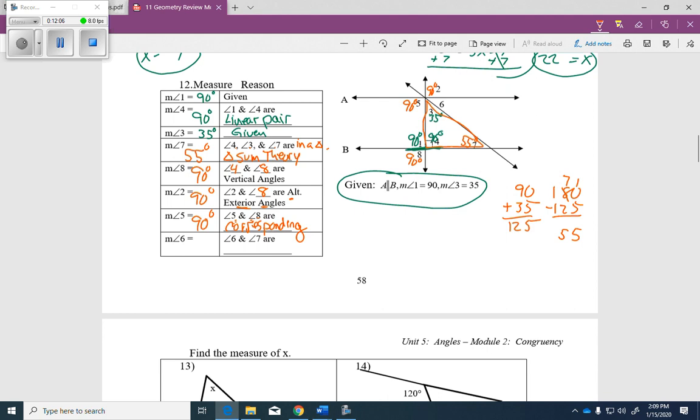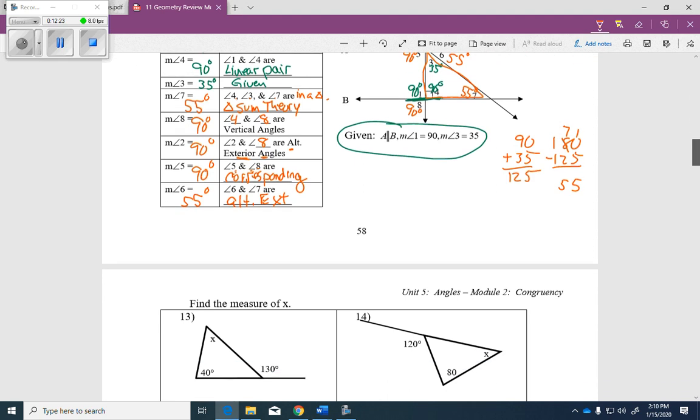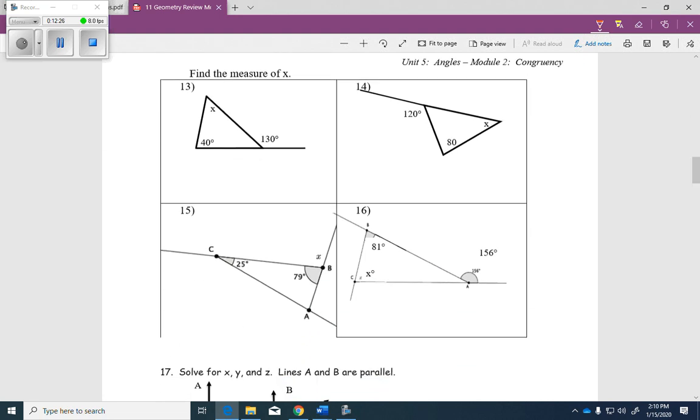And finally, angle 6, and they want me to look at 6 and 7. 6 and 7 are alternate exterior. Alternate exterior angles are congruent, therefore angle 6 must also be 55 degrees. On number 13, I'm going to use the fact that the remote interior angles add up to equal the exterior angle. So I can just solve this equation. And I get x is 90. This picture is definitely not drawn to scale because that angle does not look 90 degrees.